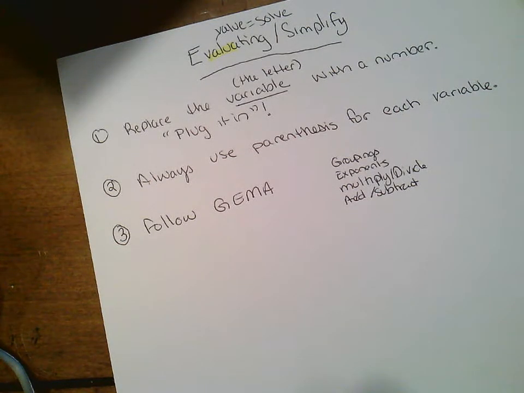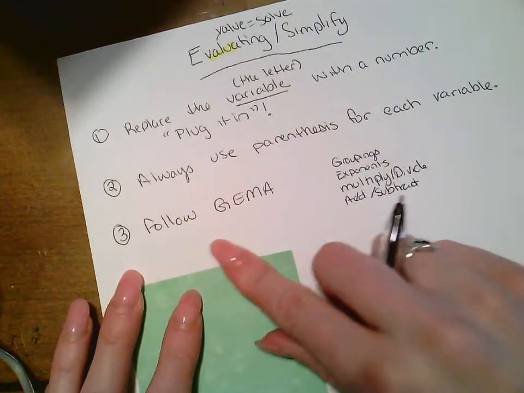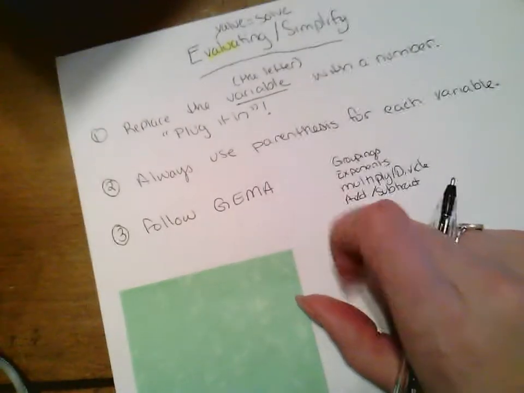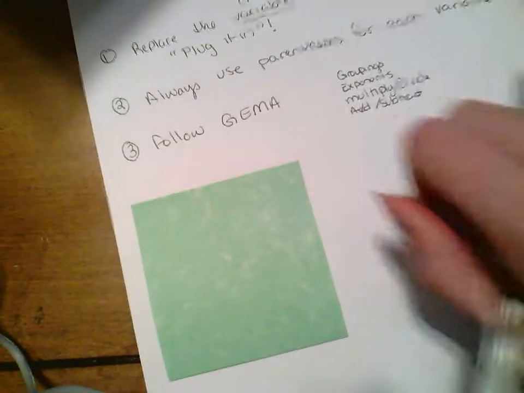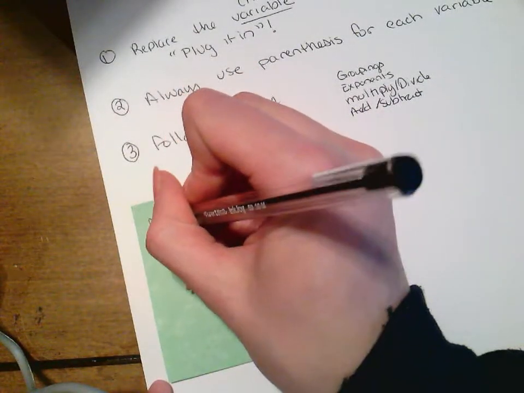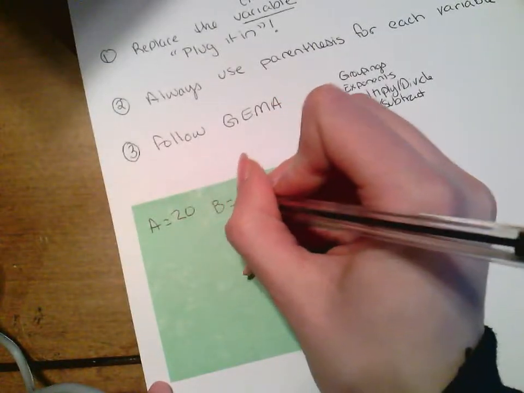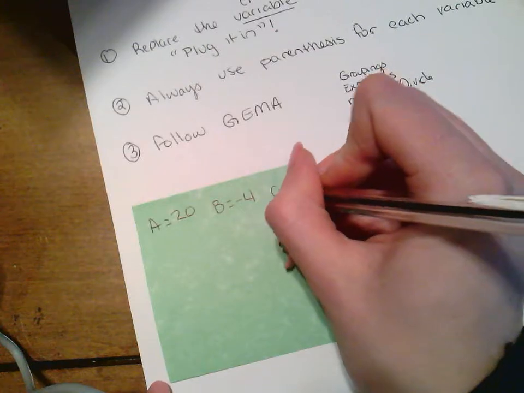The next thing I want us to do is to go ahead. I have given you 4 different sticky notes. You're going to place your first sticky note down. And this is going to be so we can study in the future, so you can go back and look at your notes and practice evaluating. So the first thing we're going to do is write A equals 20, B equals -4, and C equals 10.